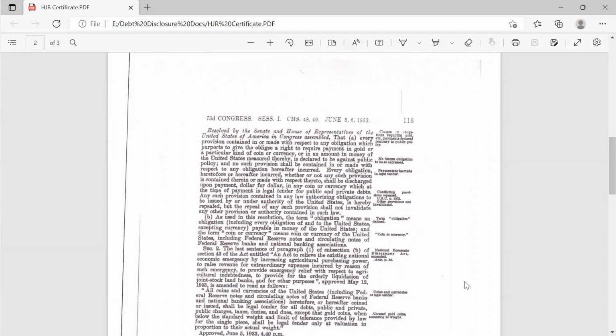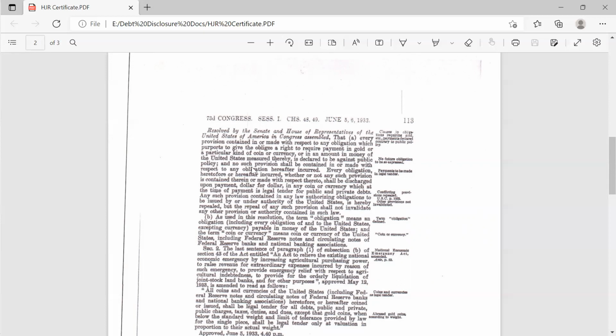And it reads, resolved by the Senate and the House of Representatives of the United States of America in Congress assembled that every provision contained in or made with respect of any obligation which purports to give the obligee a right to require payment in gold or a particular kind of coin or currency or in an amount in money of the United States measured thereby is declared to be against the public policy.